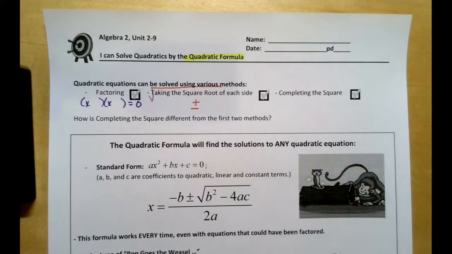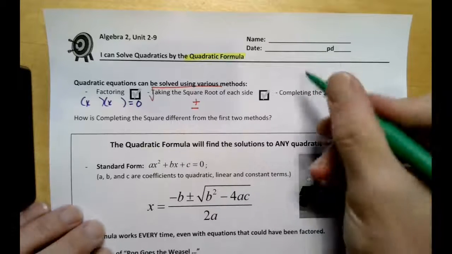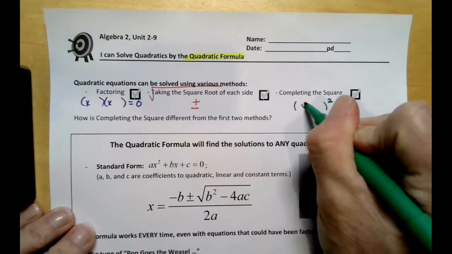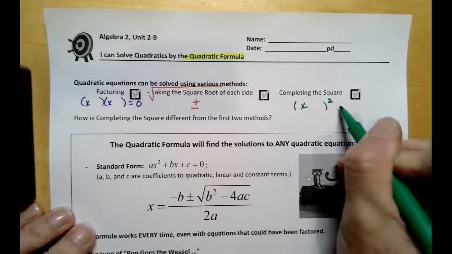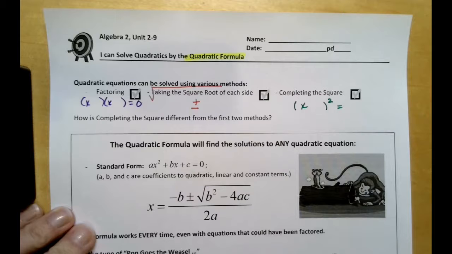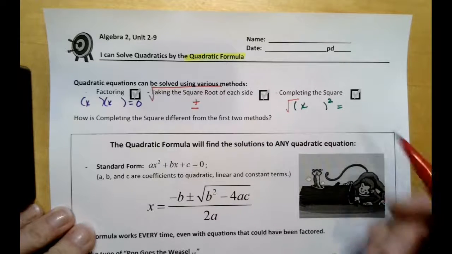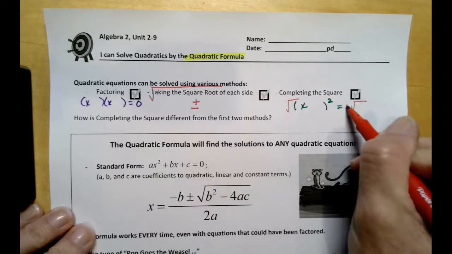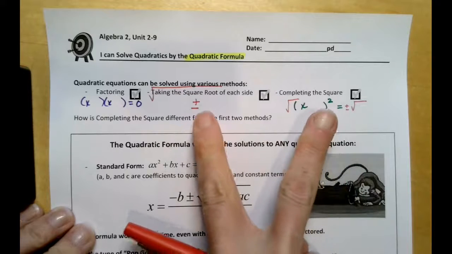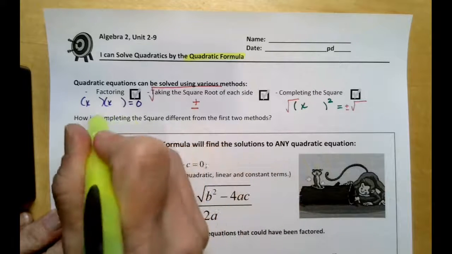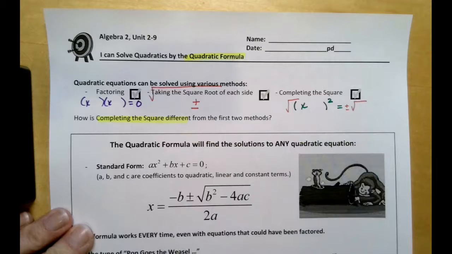And you know how to complete the square and get exactly what you want, so that you have this set up for your equation so that then you can take the square root of each side, remembering the plus or minus. These two strategies are very closely related. And it's interesting because we want to talk about how is completing the square different from the other two methods.